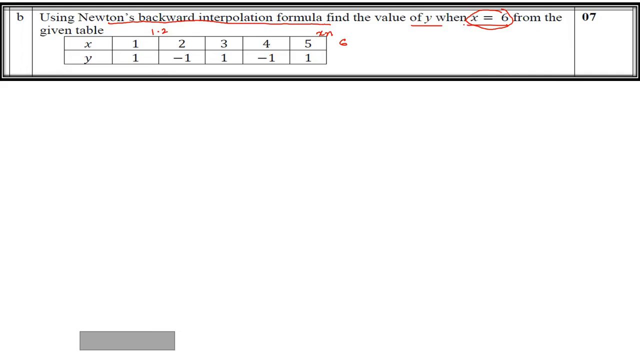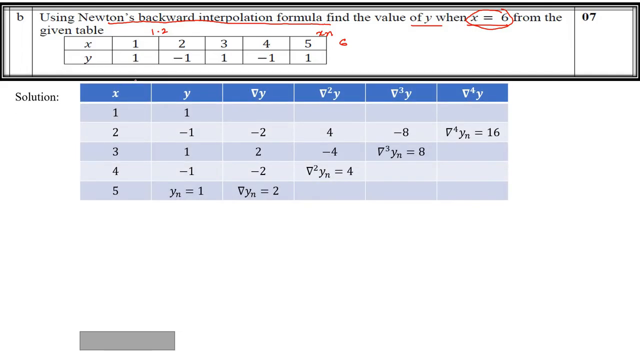Now we shall start with the solution. So this is the table I have constructed. See, x equal to 1, 2, 3, 4, 5 I have taken. The value of y is given as 1, minus 1, 1, minus 1, 1. So then I need to find the difference table here. The difference table is given by just subtracting these two values.